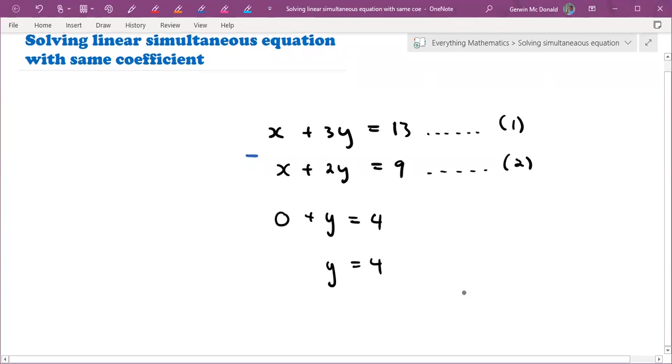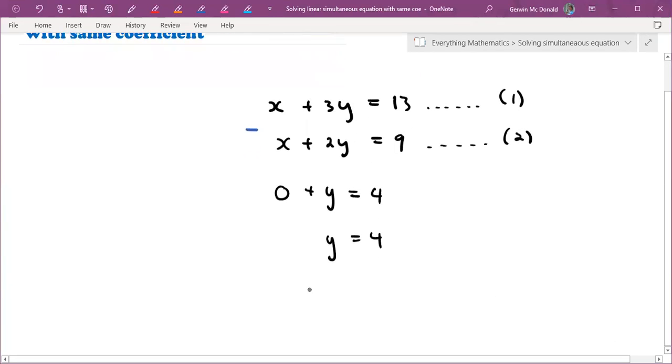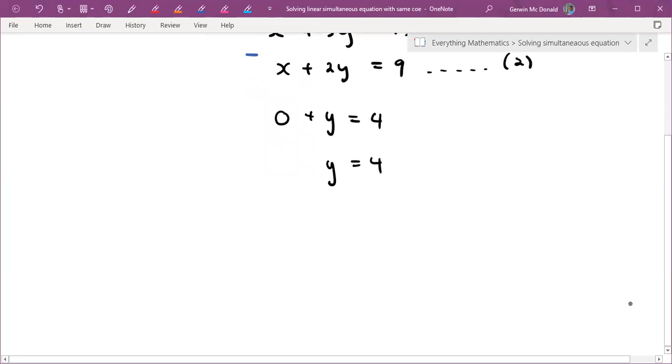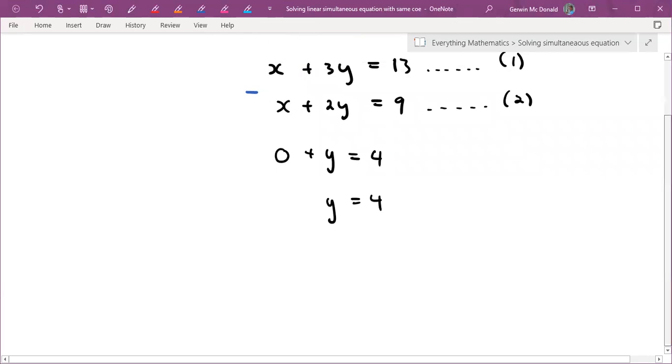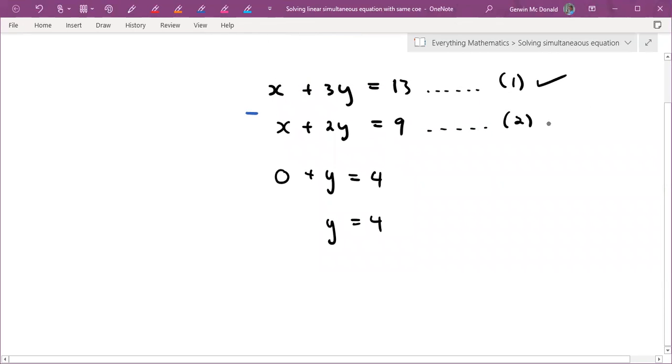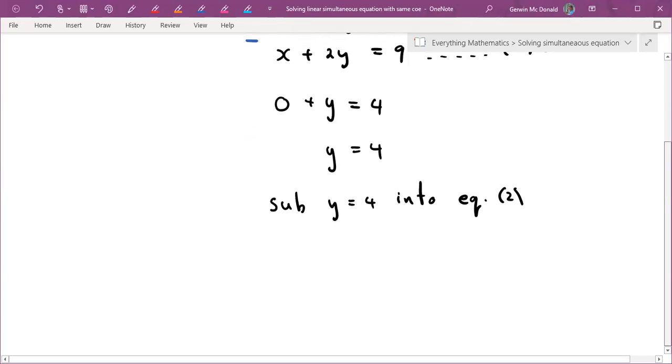And now that we know that y is equal to 4, the next thing we do is substitute. So we substitute the value of y into either equation 1 or equation 2. We choose which equation we want to substitute it into. We could choose this one if we want, or we could choose this one, whichever one fancies you best. I will choose equation 2 here. So in other words, I am subbing y equal to 4 into equation 2. And when I do that, let me just go back so we can see equation 2.